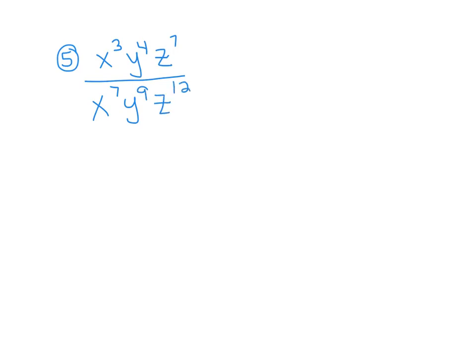All right, let's do one more just to make sure. All right, let's try this one. Now be careful on this one. x to the 3rd, y to the 4th, z to the 7th, over x to the 7th, y to the 9th, z to the 12th. So again, hit pause, try to do the problem, and then turn it back on.